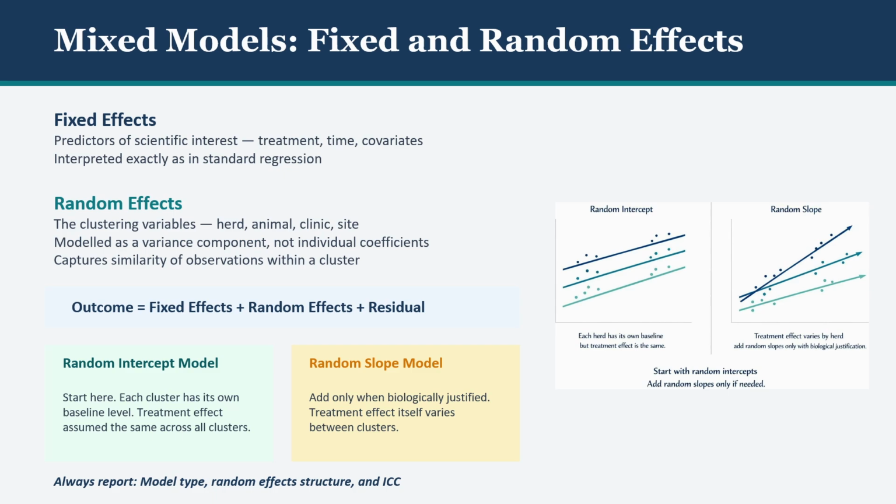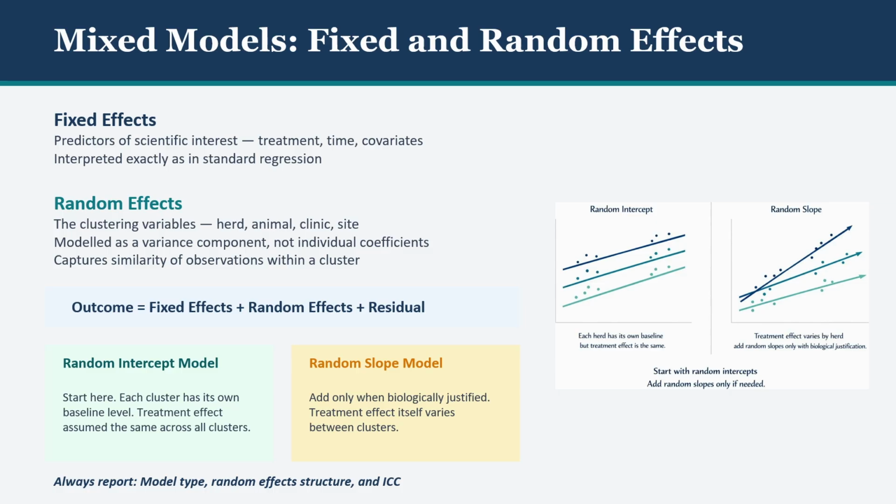Random effects are your acknowledgement of the data structure. Rather than estimating a separate coefficient for each herd, which would consume 1 degree of freedom per herd and be impractical in large multi-herd studies, the random effect estimates a single parameter, the variance of the herd level distribution. This captures how much herds differ from each other above and beyond what the fixed effects explain.